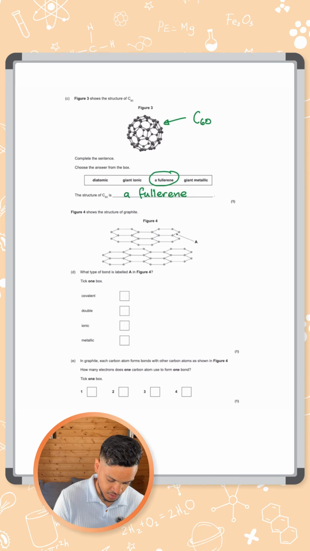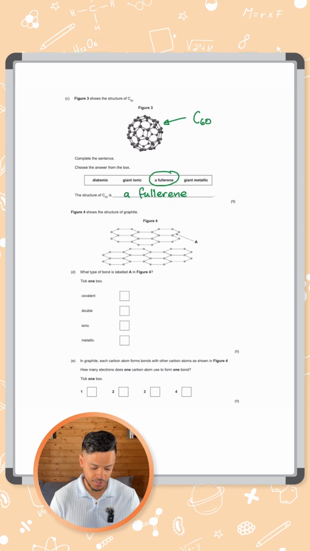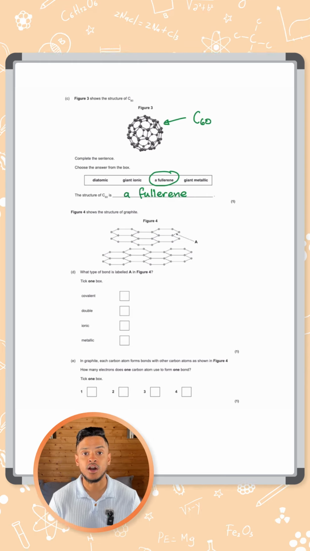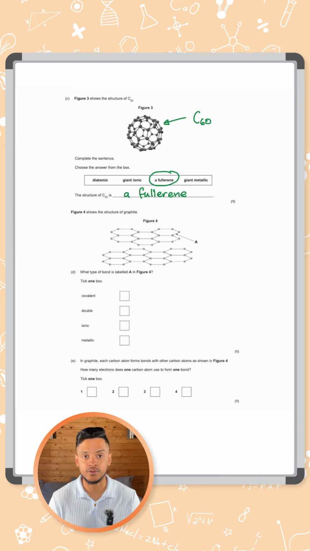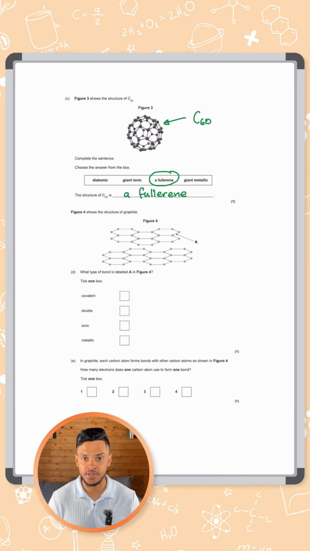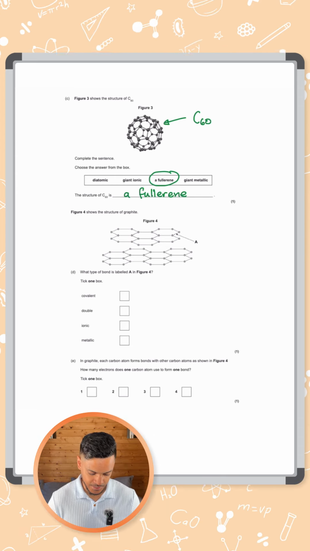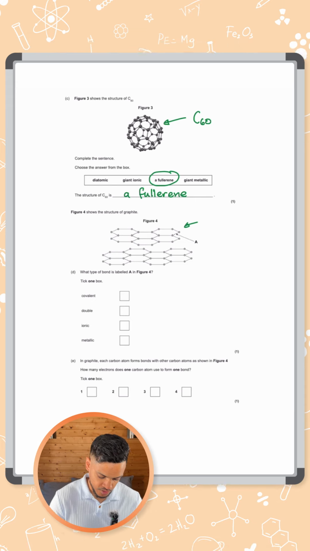That's just something you need to memorize for your exams. Buckminster fullerene, so that's when carbon atoms are in the shape of a sphere and one molecule of those has 60 carbons in it, therefore it's C₆₀. Second part, we've got the structure of graphite here.